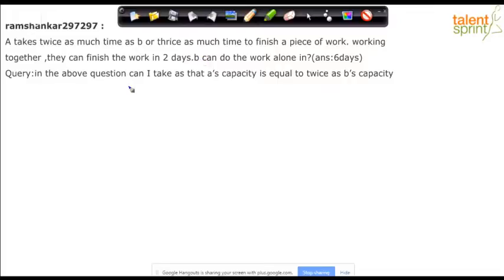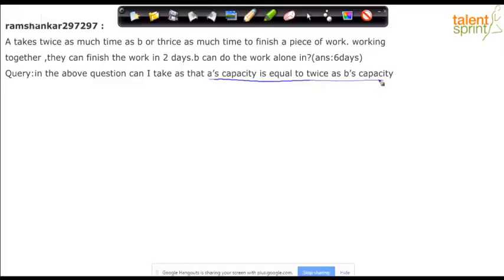Working together, they can finish the work in 2 days. B can do the work alone in... You're saying the answer is 6 days. The query you have is, in the above question, can I take that A's capacity is equal to twice B's capacity? No, this is a blunder.